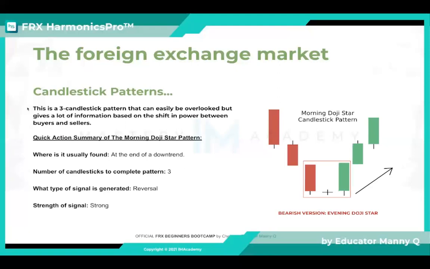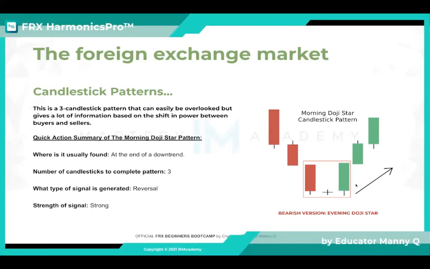This is a 3 candlestick pattern that can be easily overlooked, but gives you lots of information based on the shift in power between buyers and sellers. Now, this is normally found at the end of a trend, downtrend or uptrend. It generates a reversal signal, and the signal strength is very strong.